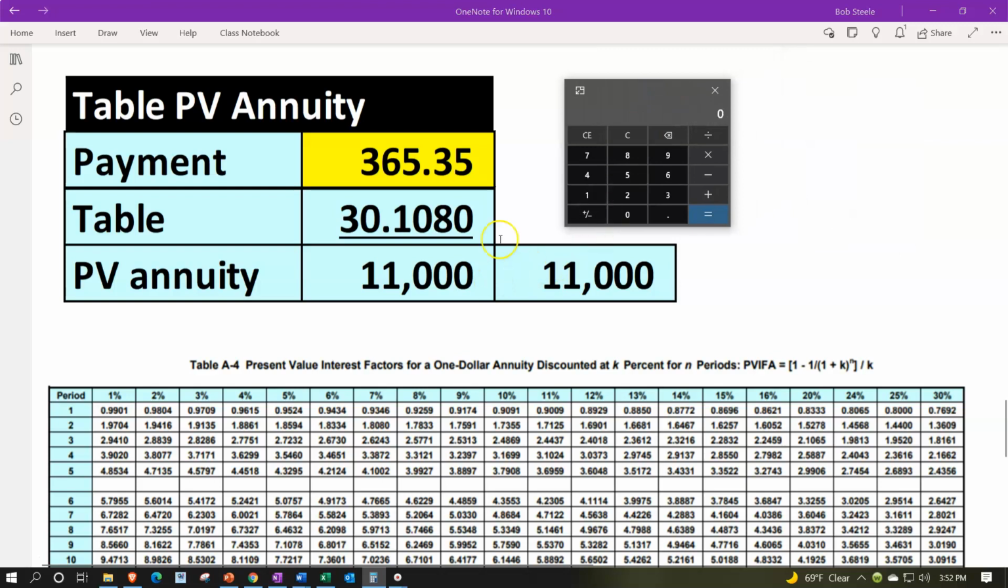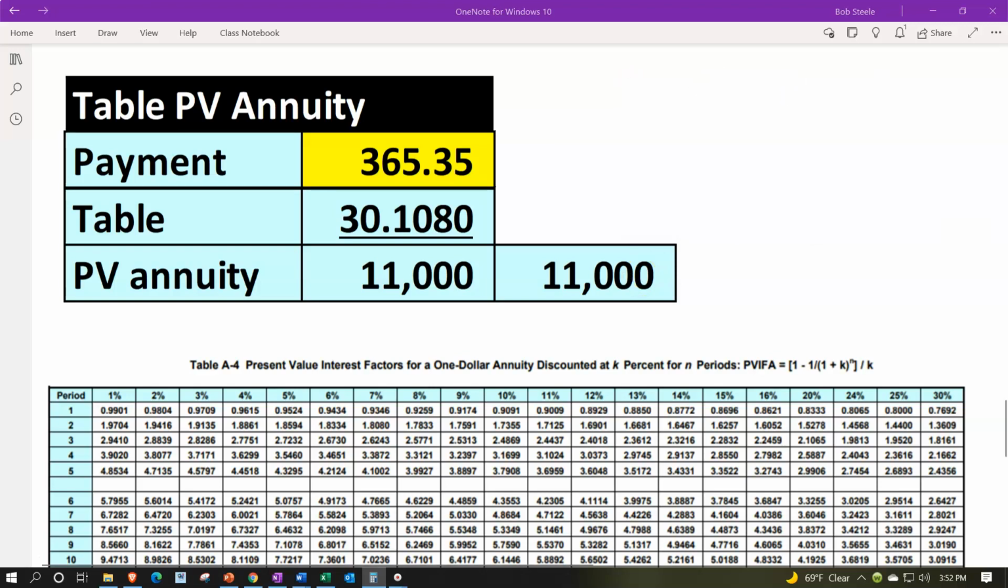I can say, okay, well, if the end result is 11,000 divided by 30.108, that should get us to about that 365.35. We can double check that by then saying, okay, the 365.35 times the 30.108 should give us about the 11,000, noting again that, of course, the tables will be rounded, it looks like, to 3 to 4 digits.